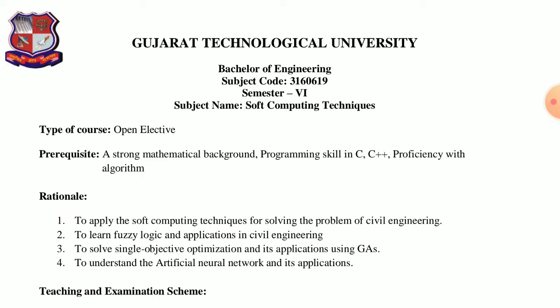In civil engineering, many problems are generated. For example, we can make some structure and we can be confused about what proper material to use. For these types of problems we can use soft computing techniques, and here we can learn fuzzy logic and its application in civil engineering, to solve single objective optimization and its applications using GA. GA means genetic algorithm.